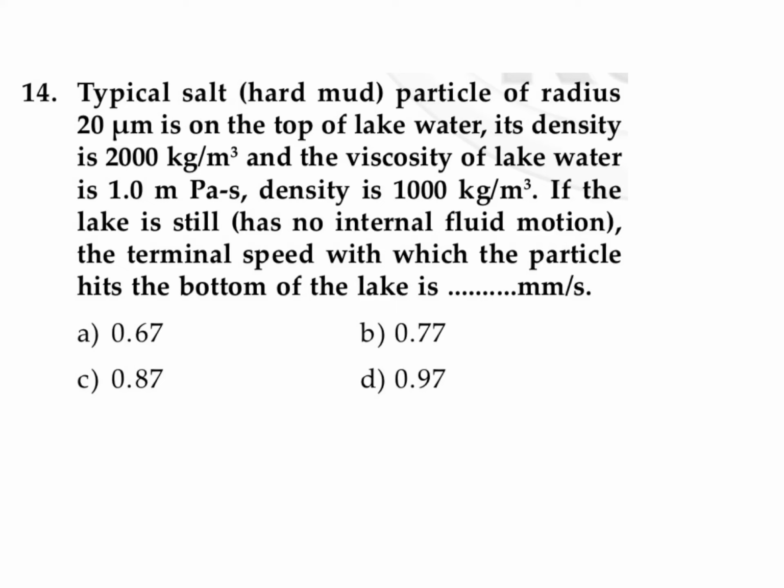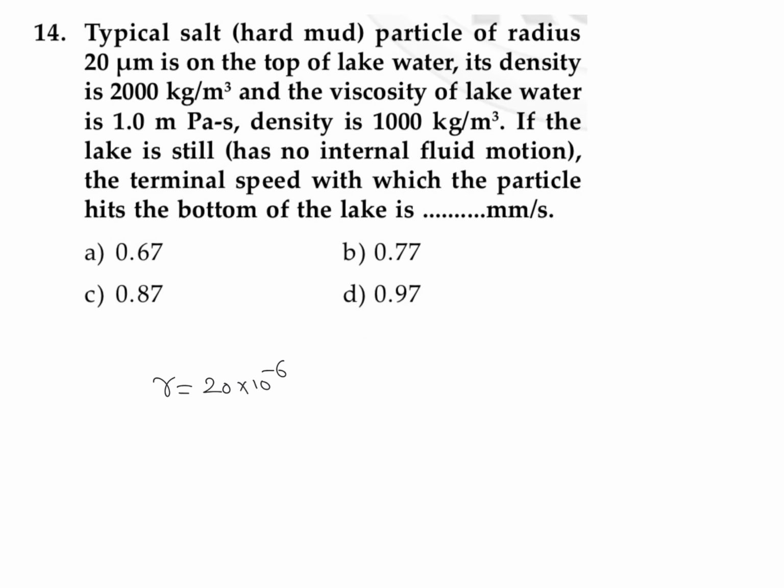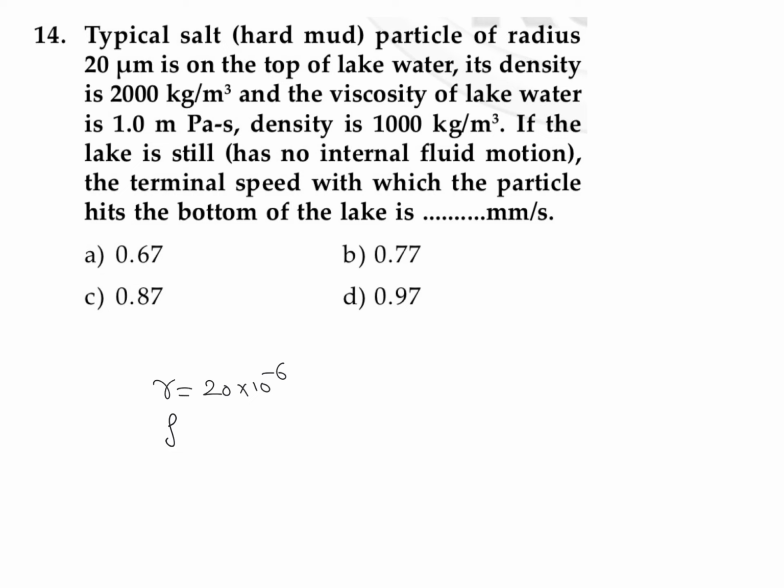And this question is given that a typical salt, a hard mud particle of radius 20 micrometer, is on the top of lake water. So the radius of this one is given as 20 micro. Micro means we can take it as 10 raised to minus 6 meter. It is on the top of lake water. The density of the particle is given as 2000 kilogram per meter cube, and the viscosity of lake water is given as I think one.